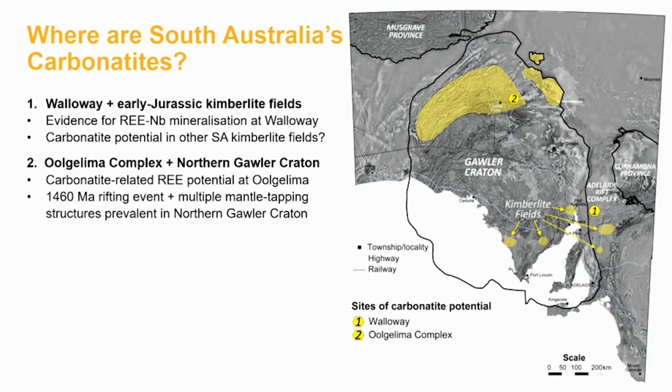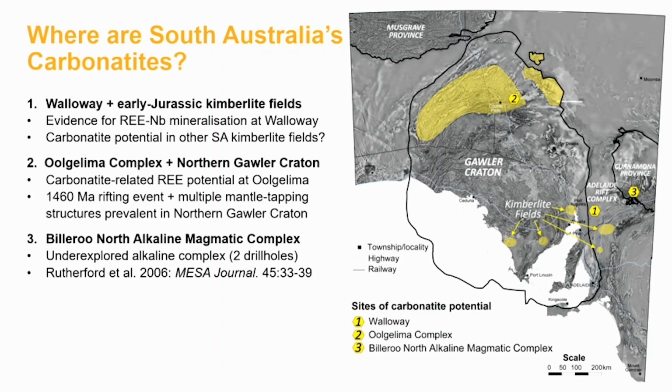So we know at 1460 Ma that we have rifting between Proterozoic Australia and North America at that time during the breakup of the supercontinent Nuna. So we have an extensional tectonic event, and we also have the presence of multiple mantle tapping structures. So I think this is a good environment where we could be potentially forming carbonatites.